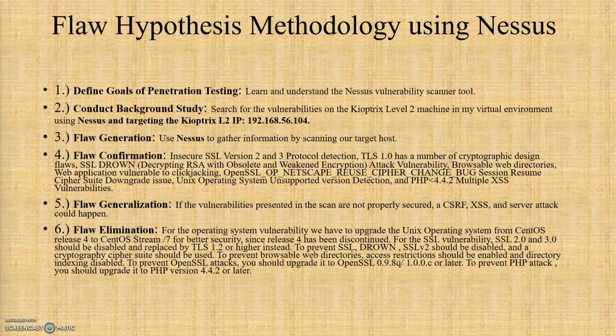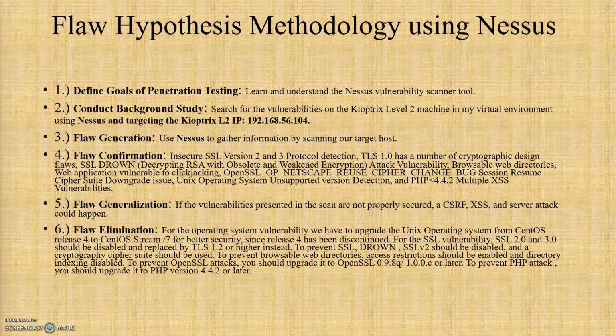The flaw confirmation was the following: insecure SSL version 2 and 3 protocol detection, TLS has a number of cryptographic design flaws, SSL DROWN attack vulnerability, browsable web directories, web application vulnerable to clickjacking, OpenSSL vulnerability, Unix operating system unsupported version detection, and PHP unsupported version. The flaw generalization was that if the vulnerabilities presented in the scan are not properly secured, a CSRF, cross-site scripting, and server attack could happen.